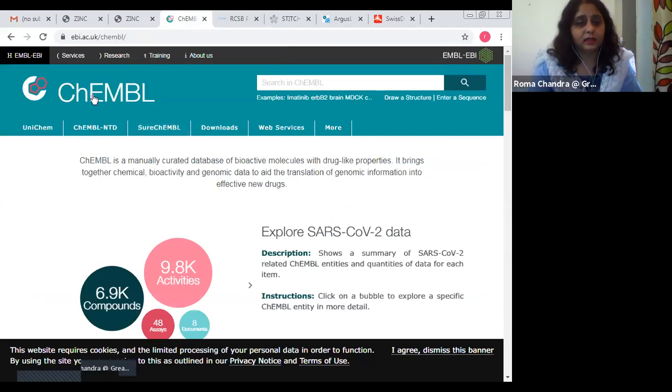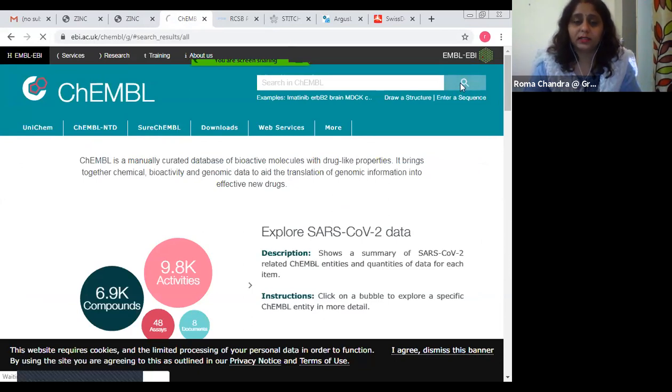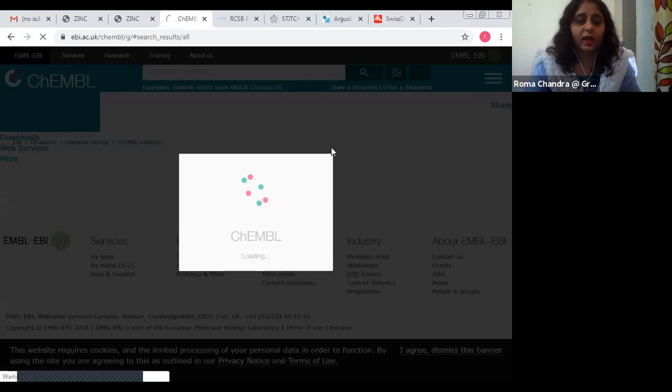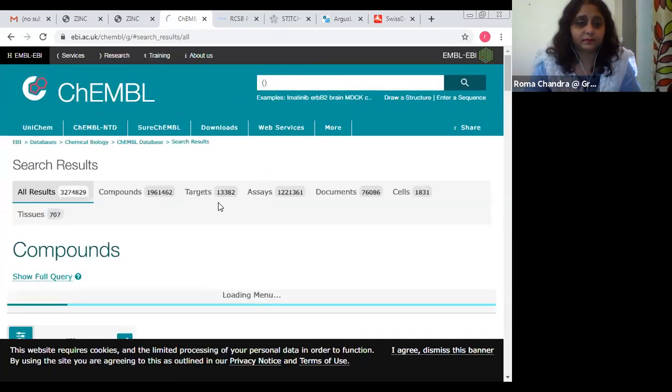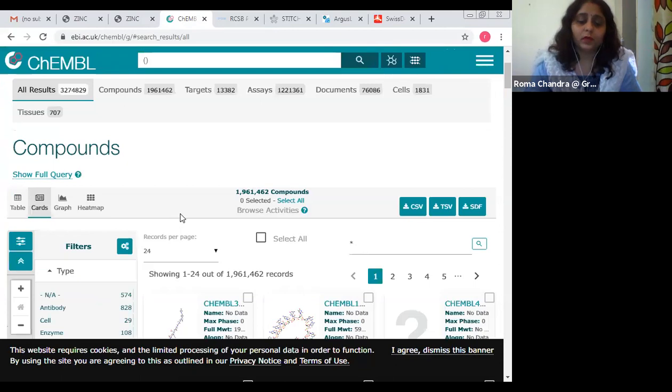The other database is this ML. This is also a manually curated database, and it has molecules representing the properties of a suitable drug molecule. I'm just clicking the search button here, and you will be redirected to all the possible compounds, targets, assays, and documents related to the drug molecule.